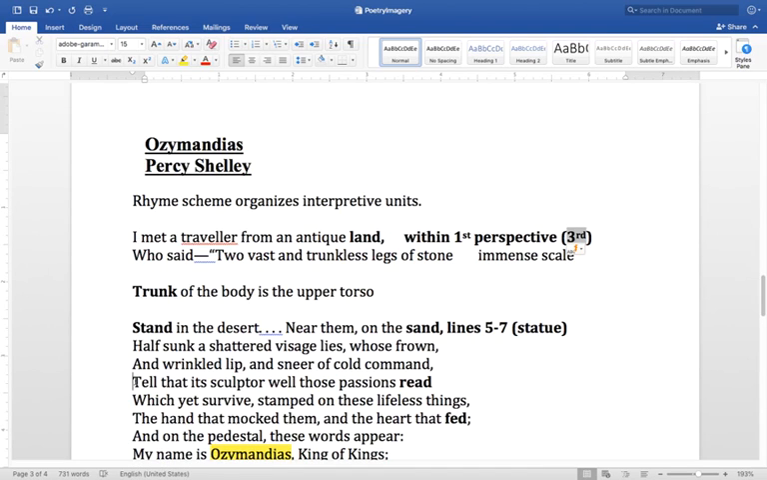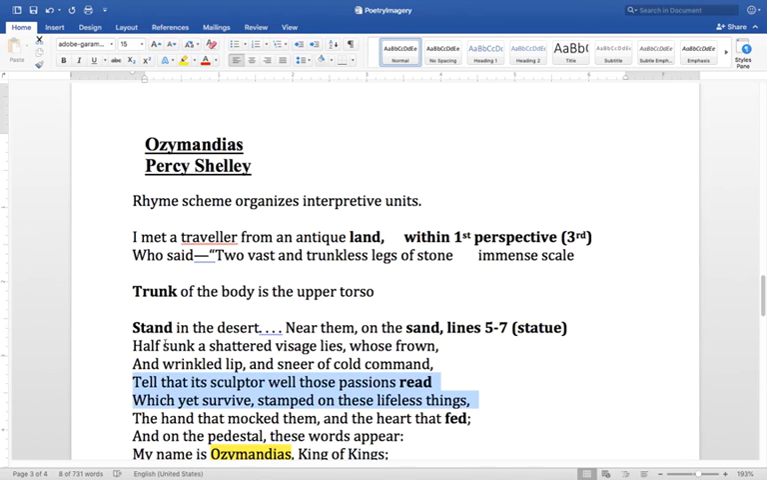They tell us about its sculptor, the sculptor of the statue. Well those passions read, which yet survive, stamped on these lifeless things, the hand that mocked them and the heart that fed. These three lines are also one interpretive unit. And how do you know they're an interpretive unit? Because the read line is the beginning of the interpretive unit and the fed line is the end of that interpretive unit. These two rhymes indicate that this is an interpretive unit. Again, rhymes organizing interpretive units.